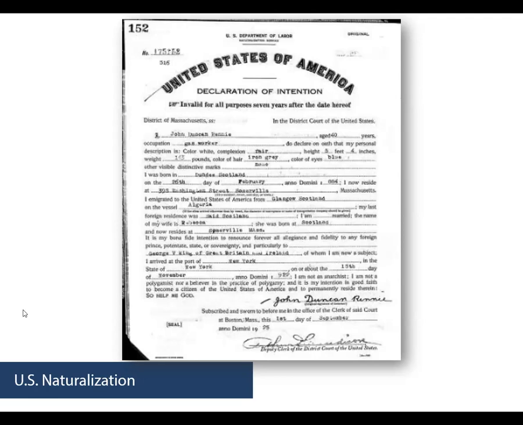Now, unfortunately, there's no photograph in this intention or even on his certificate, but this is the first document. And oftentimes you will find the naturalization before you do the passenger list, because it will then give you the date that the person arrived. And that will help you versus sorting through 200 plus John Rennies.